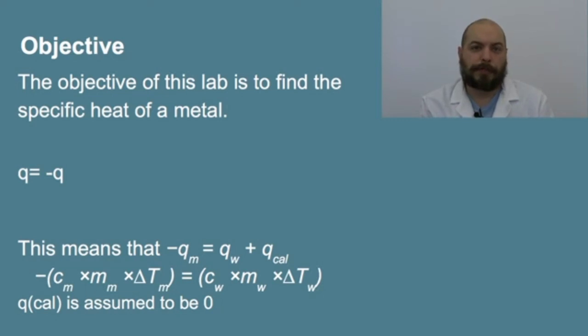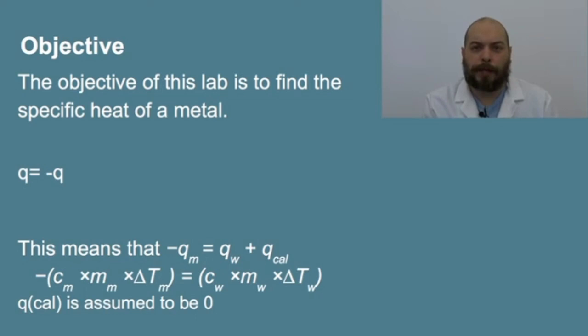The overarching objective of this lab is to identify the specific heat capacities of unknown metals, and then try to identify the metals based on their specific heats, which is an intensive property. It's a property that is inherent to the metals that we're going to be examining. In this process, we're going to use heat transfer from the metal into water in order to calculate this.